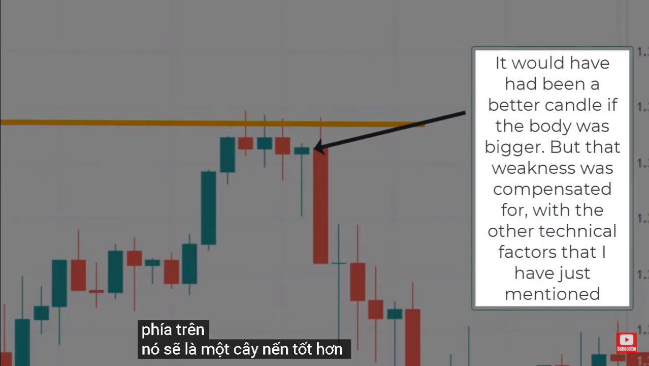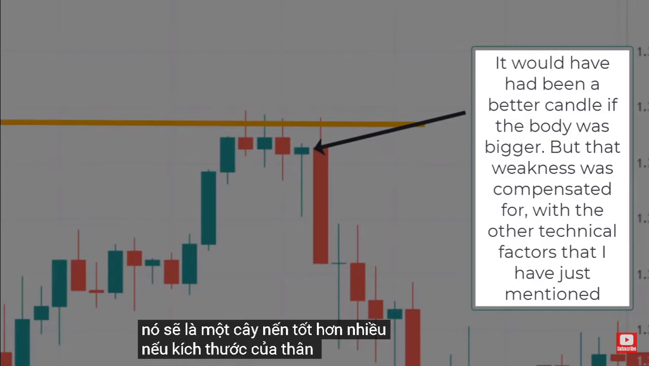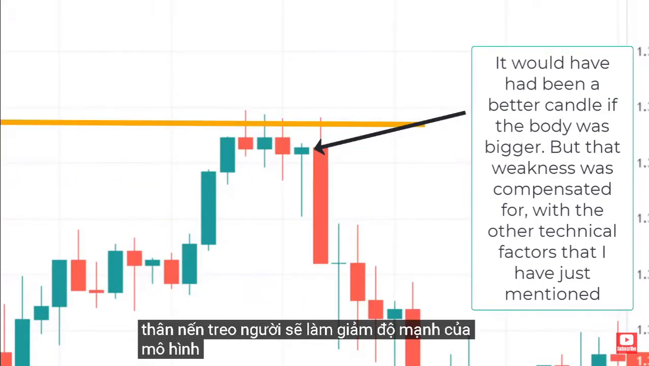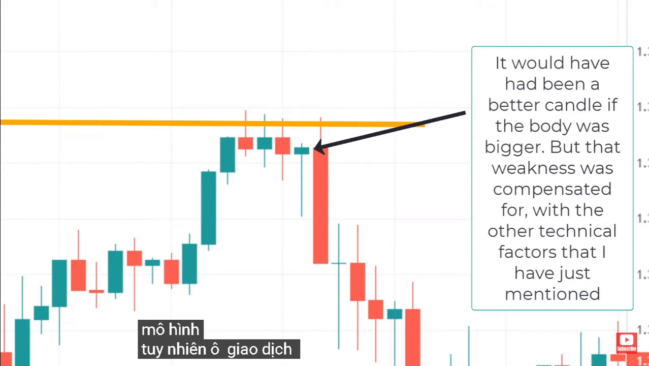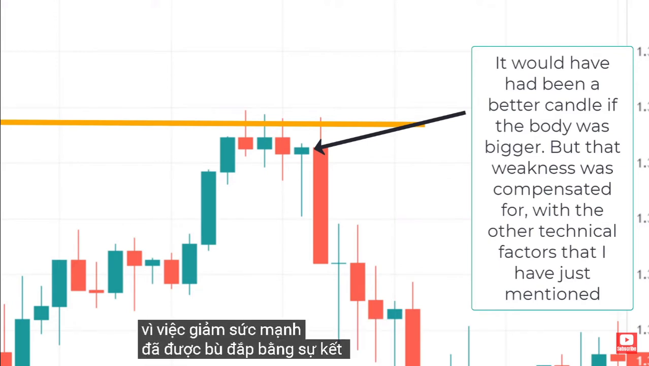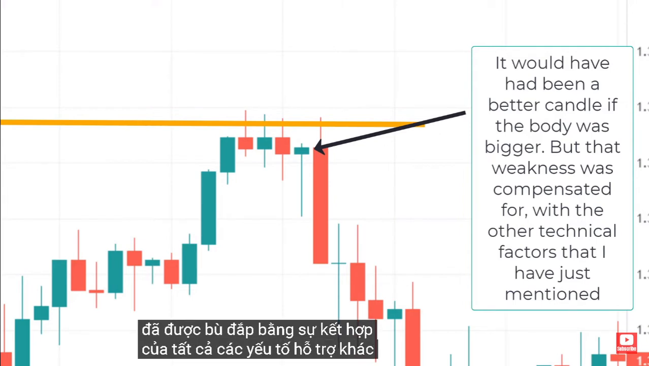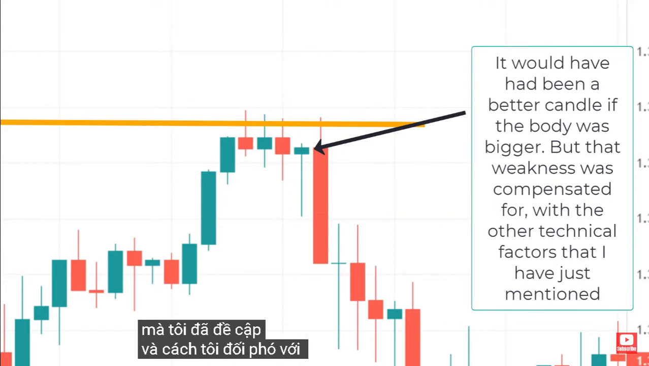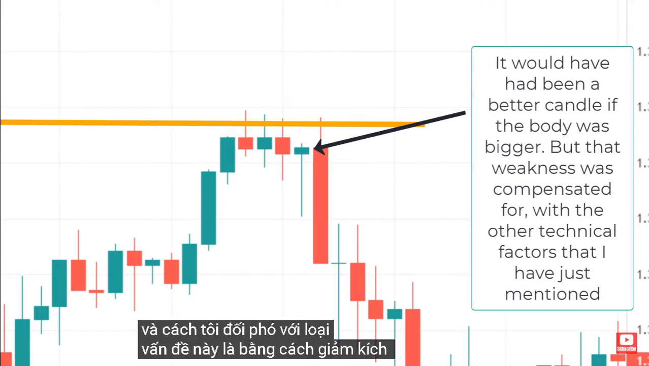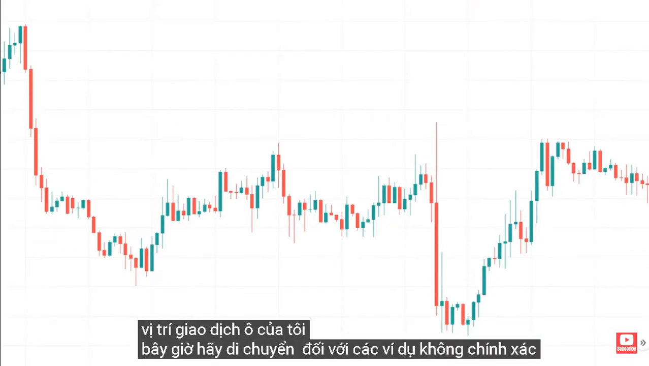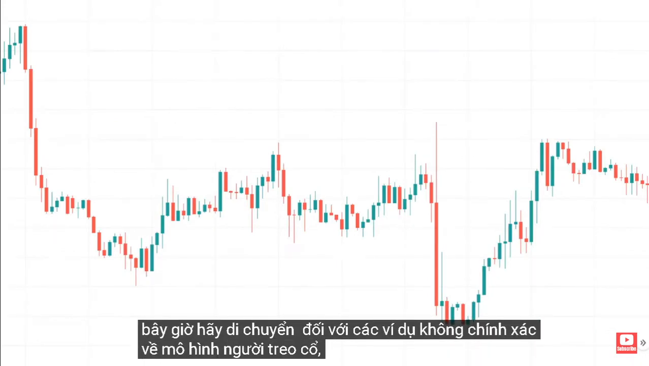It would have been a much better candle if the size of the body was bigger. Such a small size of the hanging man candle's body will reduce the strength of the pattern. However, the sell trade was still valid because the reduction of the strength was compensated for with the combination of all the other supporting factors which I have mentioned. And the way I deal with this kind of problem is by reducing the size of my sell trade position. Now let's move on to the incorrect examples of the hanging man pattern.